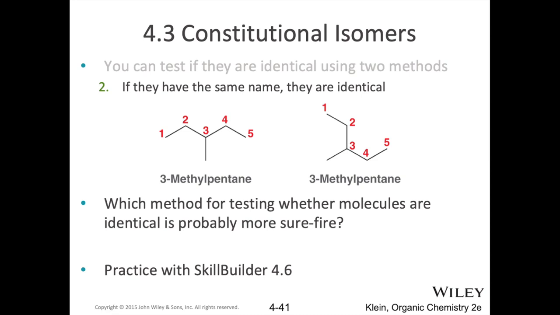So you look at your longest carbon chain. It's got 5 carbons, so it's got that pentane root. The methyl group that's branching off is at the number 3 carbon for both of them, so they both have the name 3-methylpentane. So either way, you're guaranteed to figure out that both of these are the same molecule. Like I said, I think naming it is probably the more foolproof of the methods.